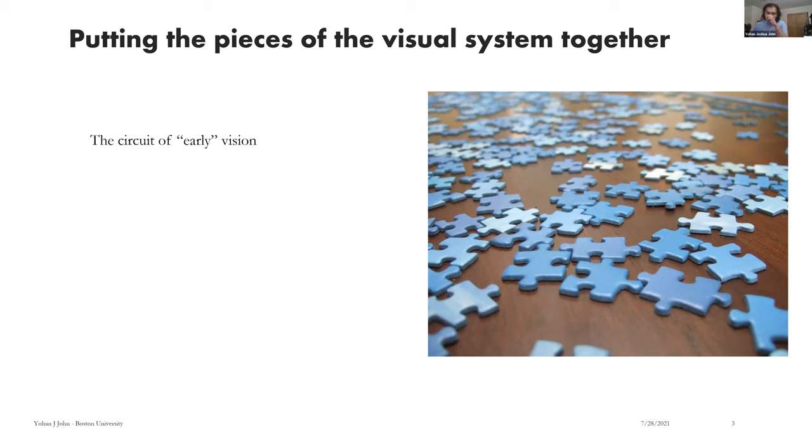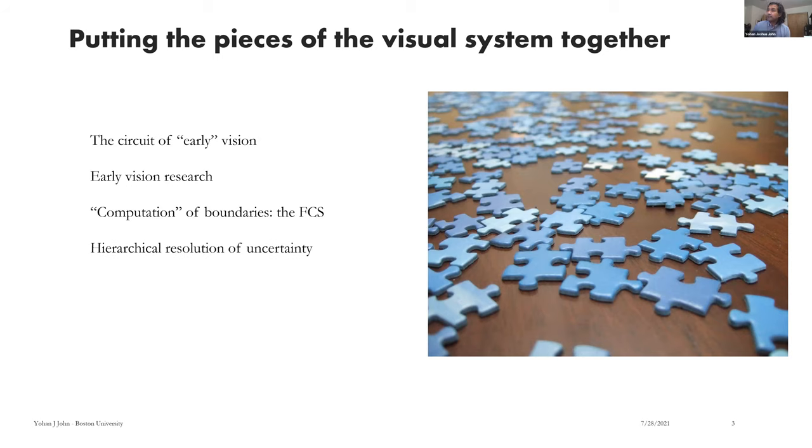I'd like to review very quickly the circuit of early vision. Most of you are neuro people, so you've seen a good chunk of this, but it's good to tear through the basic circuitry. Then I'm going to talk about a few historical points in early vision electrophysiology. Then we'll focus on one little part of one of Steve's key models, the FCS, the feature contour system. And if we manage to reach there, we'll talk a little bit about hierarchical resolution of uncertainty.